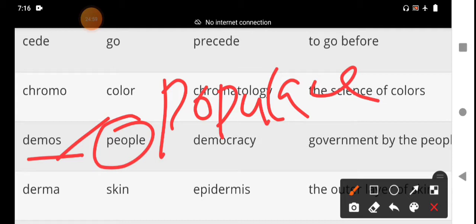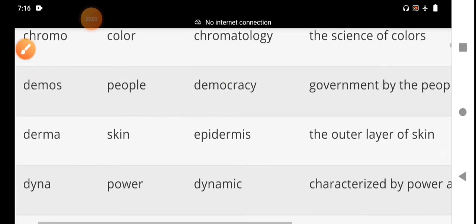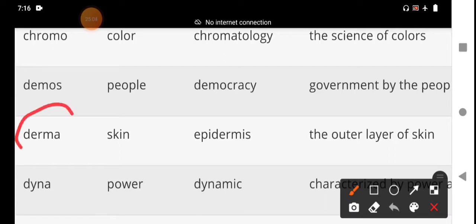And then we move on to the next word, dermo, or derma. Derma means skin. The correct pronunciation is derma. The r is also silent. Derma means skin, skin related. Dermis. Dermis is the main word.